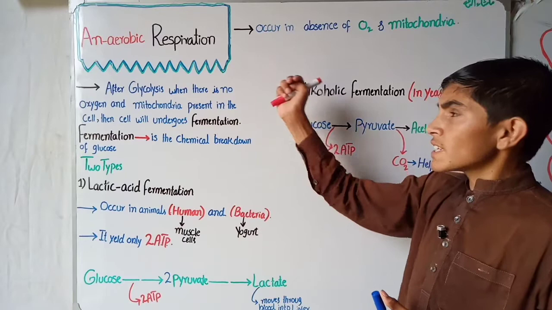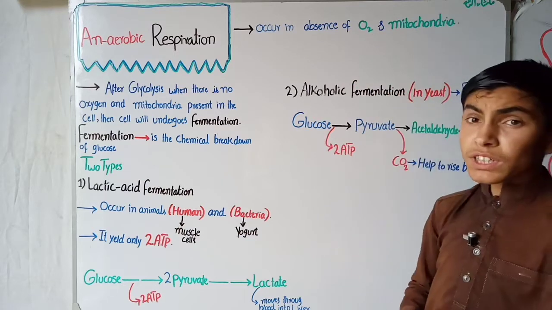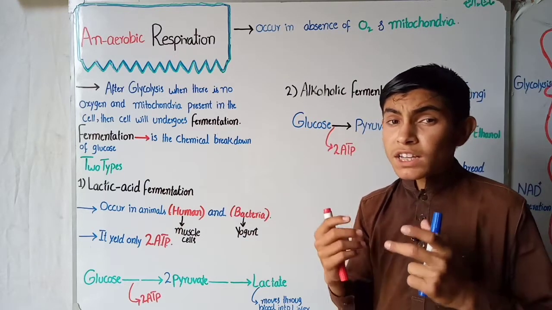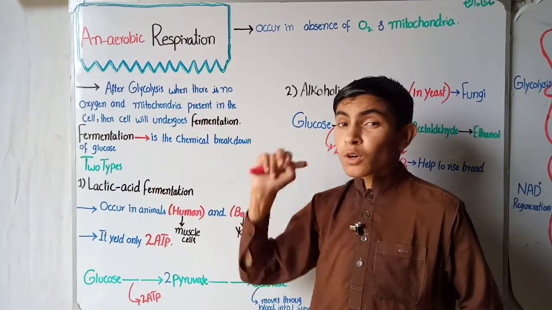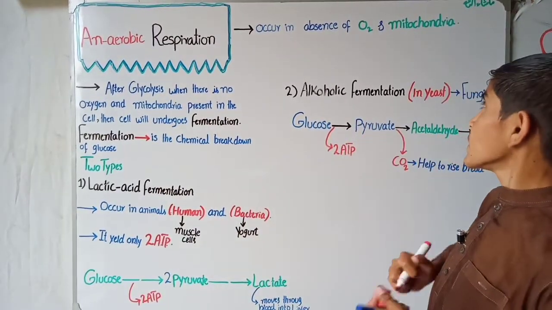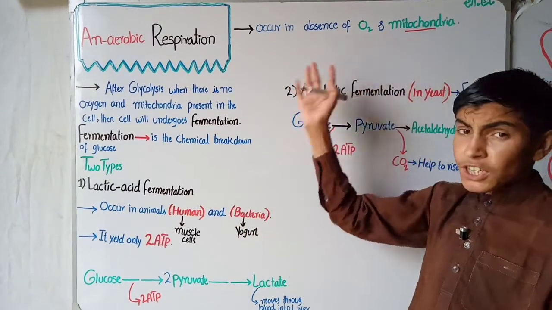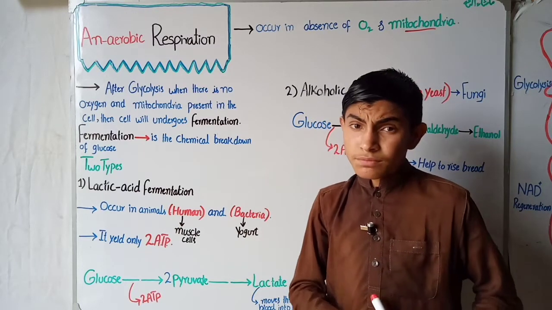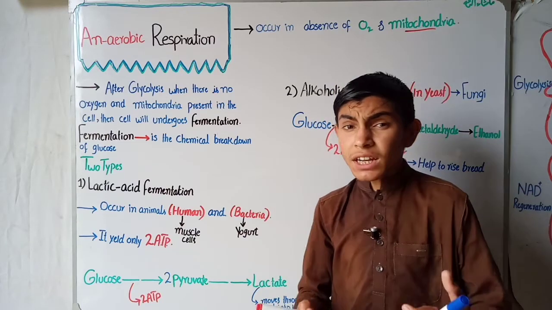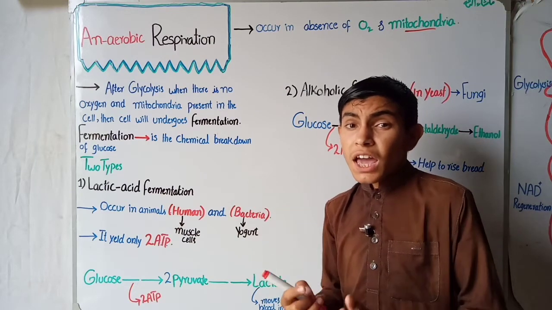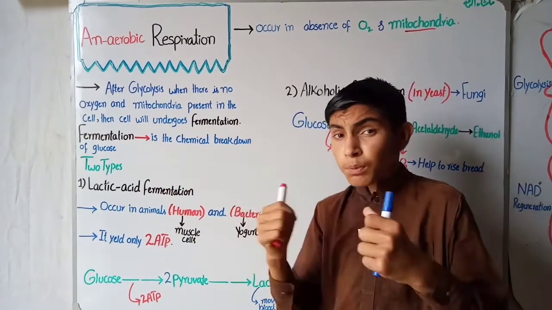So anaerobic respiration is a type of cellular respiration which occurs in the absence of oxygen and mitochondria. A cell which does not have oxygen and mitochondria will undergo anaerobic respiration. Here the point is very important, that in some instances the mitochondria is ignored from this definition of anaerobic respiration, because bacteria have no mitochondria, but there is oxygen, and still the bacteria undergo aerobic respiration, in the folded cell membrane.